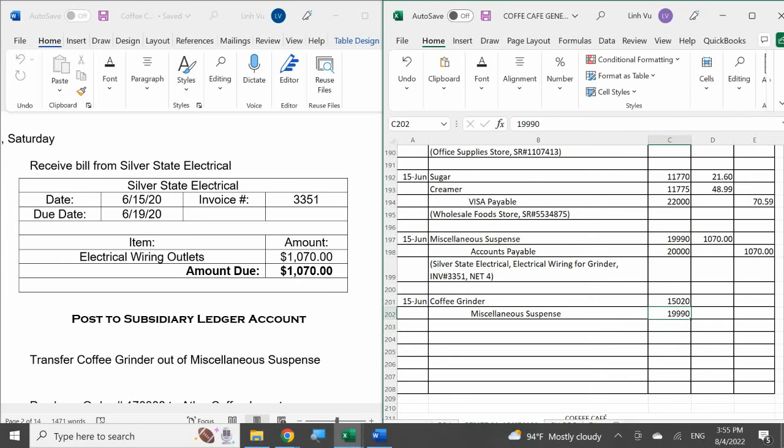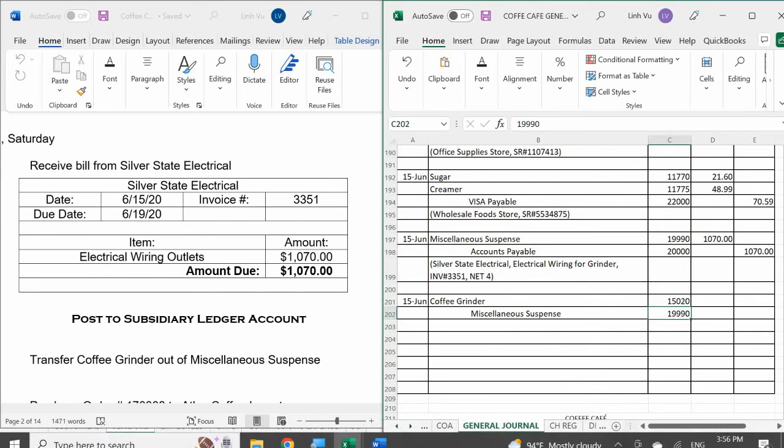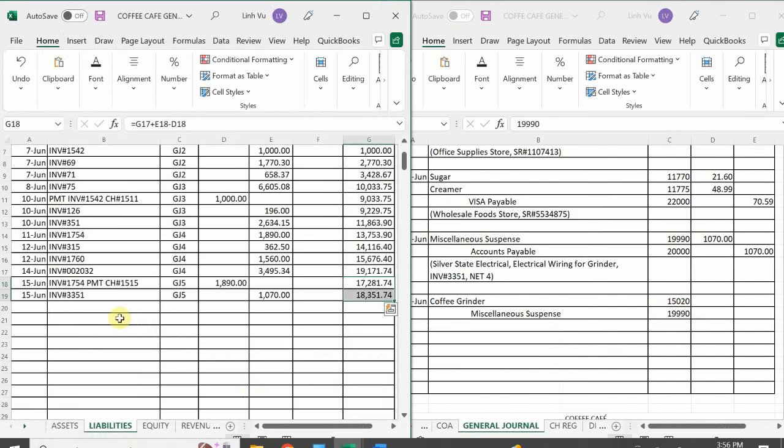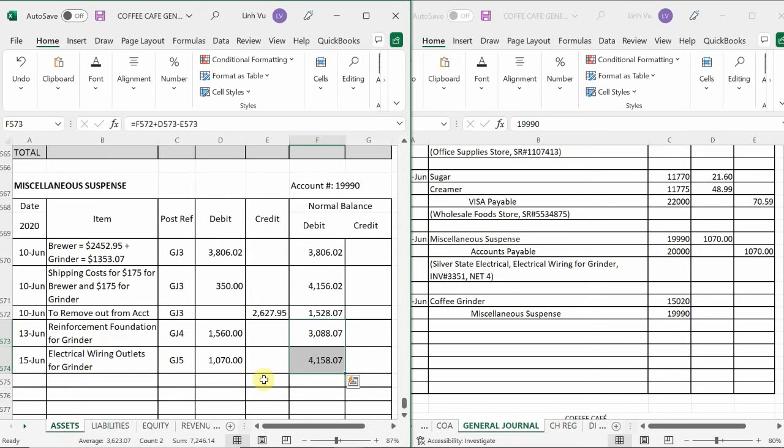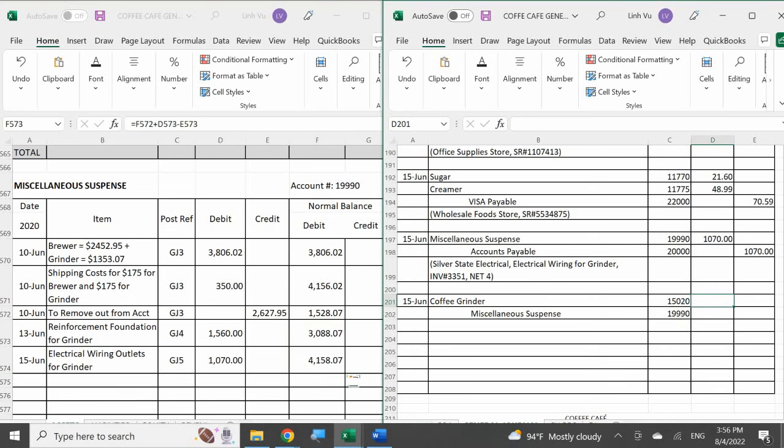Now, do we know exactly how much is in the miscellaneous expense right now for my entire coffee grinder? Not unless we go to the general ledger and see what's in the account. Correct. In this case, that's exactly what we have to do. And here it is, my miscellaneous expense account after adding in that electrical work. My coffee grinder currently is at $4,158.07. So you debit that amount to the coffee grinder and credit it to miscellaneous expense.